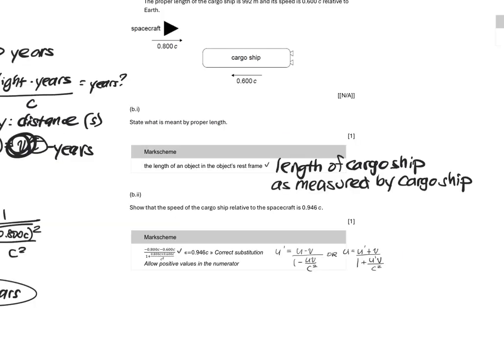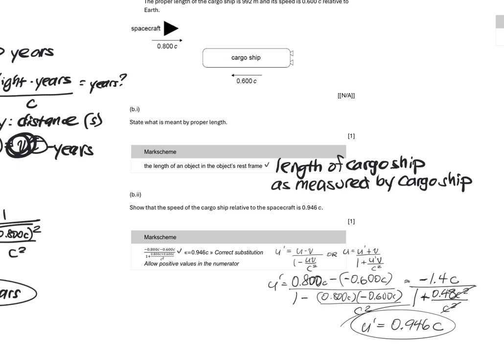So yeah, this is a relative velocity formula. The formula in the data booklet is u prime is u minus v over 1 minus uv over c squared. You can also rewrite it, from the other perspective, as u equals u prime plus v over 1 plus u prime v over c squared. So we put in our values. Of course, the cargo ship's going the other direction, so we're going to give it a negative velocity.